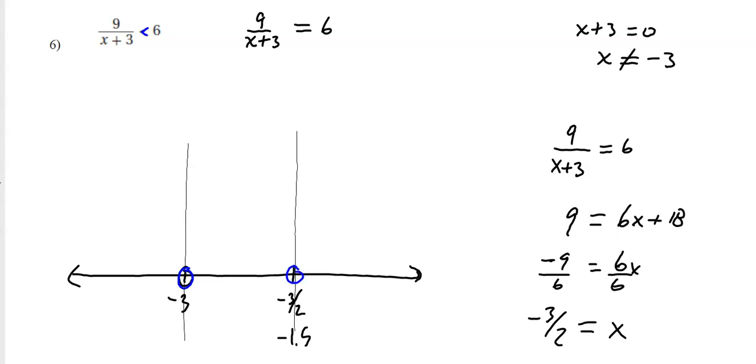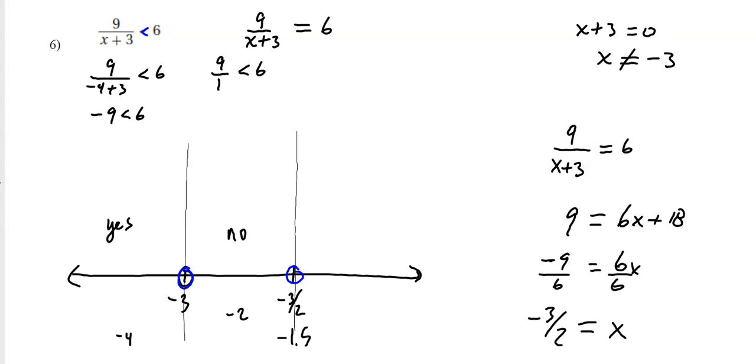And now let's start testing. We've got to pick some numbers. So I don't know, let's try negative 4. So 9 over negative 4 plus 3, is that smaller than 6? Well, 9 over negative 1, that's negative 9, smaller than 6, yes. Let's try something between negative 3 and negative 1.5. How about negative 2? It's pretty friendly. So 9 over negative 2 plus 3 is 9 less than 6. This is no.